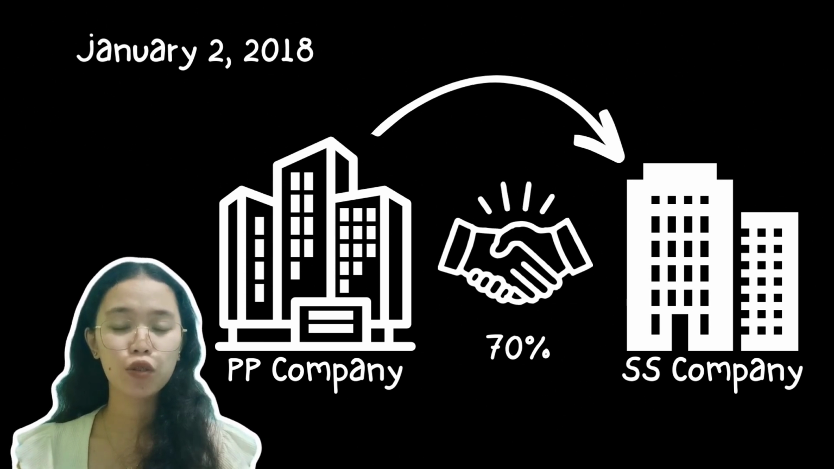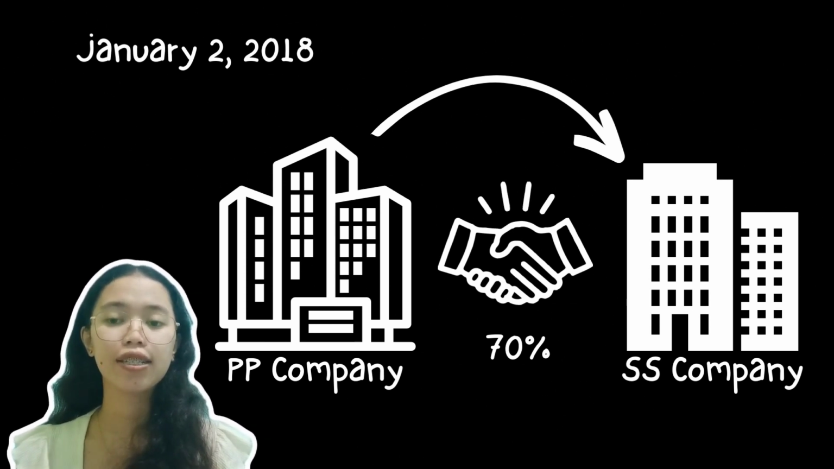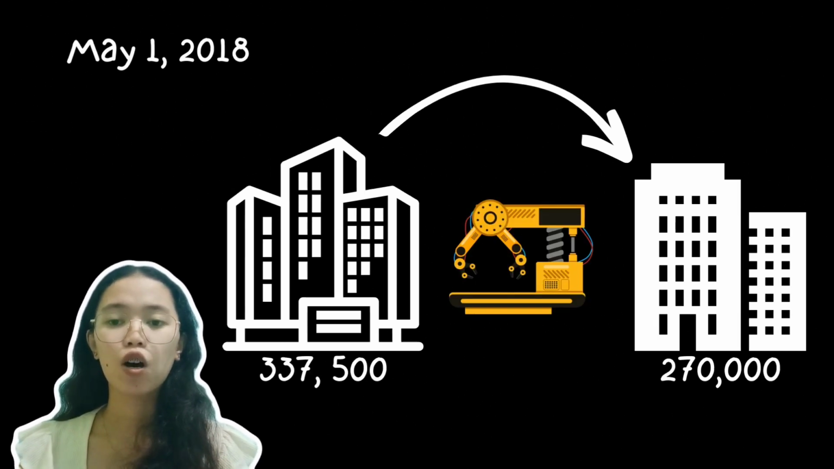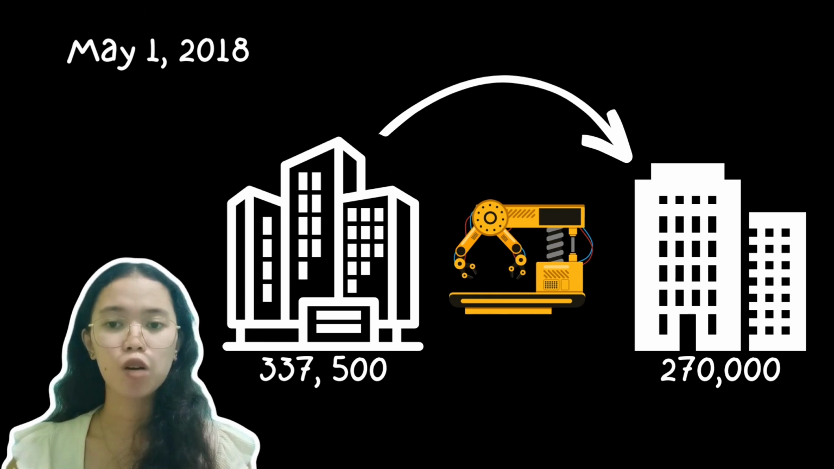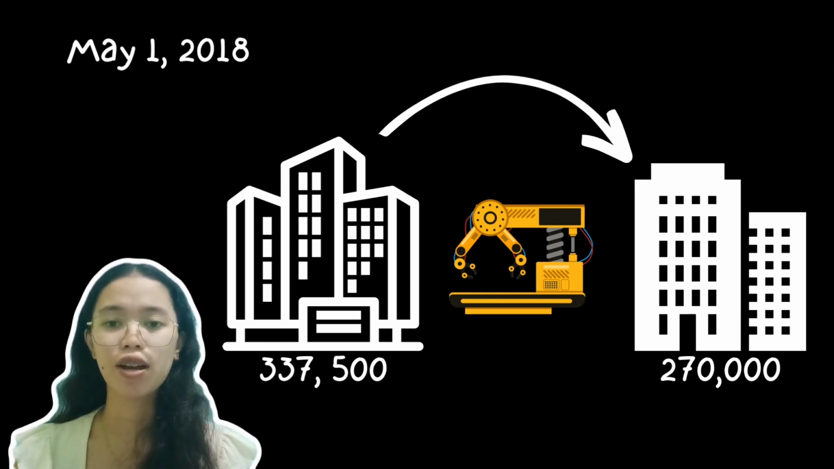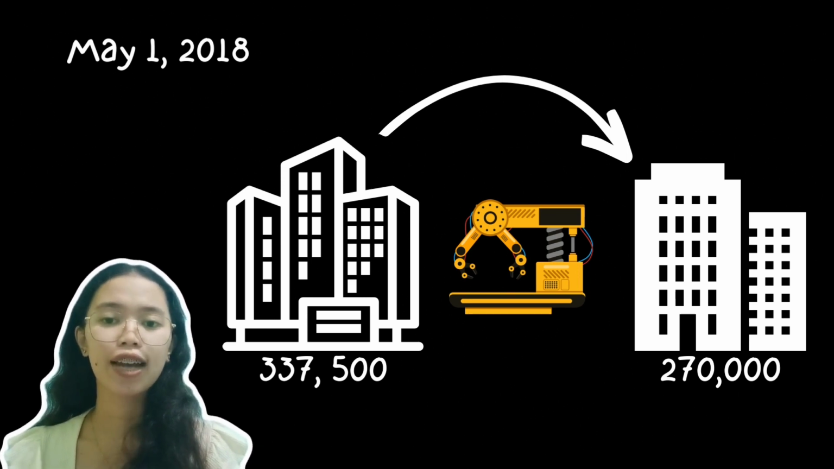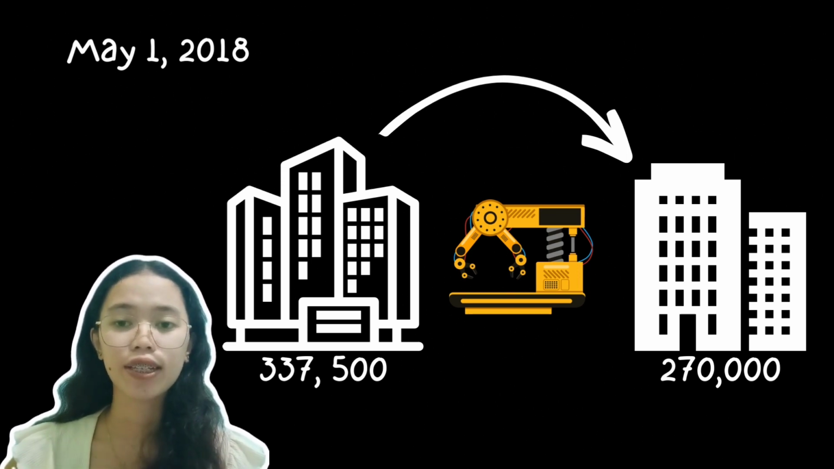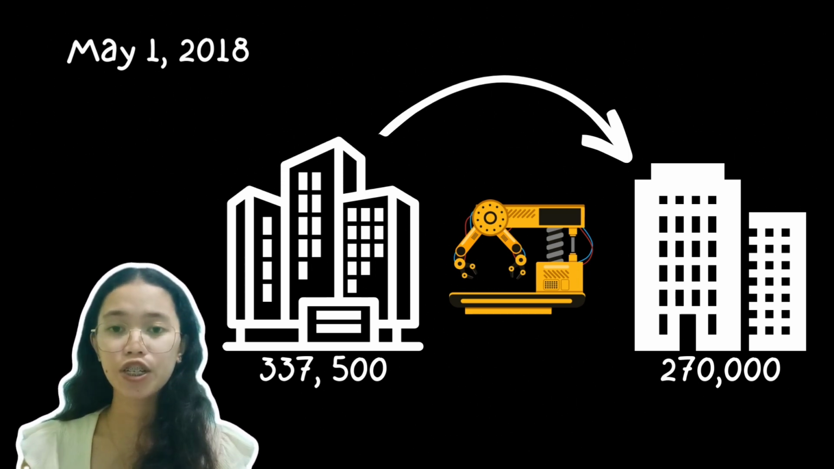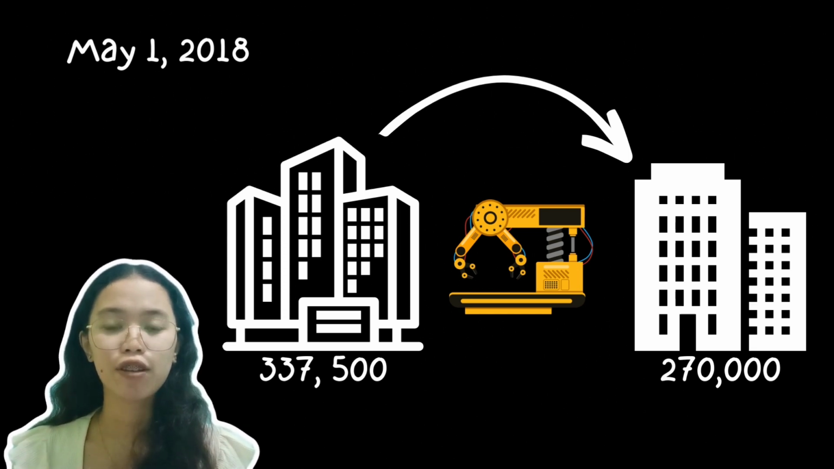At this point, we are going to deal with a problem relating to intercompany sale of fixed assets. The problem says that on January 2, 2018, PP Company purchased 70% of the shares of SS Company at book value. And on May 1, 2018, PP Company acquired a used machinery for $337,500 from SS Company that was carried in the latter's book at $270,000. Note that this is an upstream transaction. Additionally, the machinery has a remaining life of 6 years.